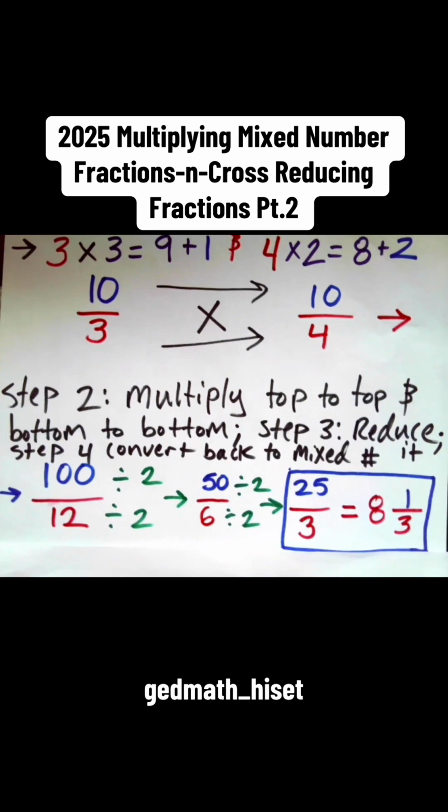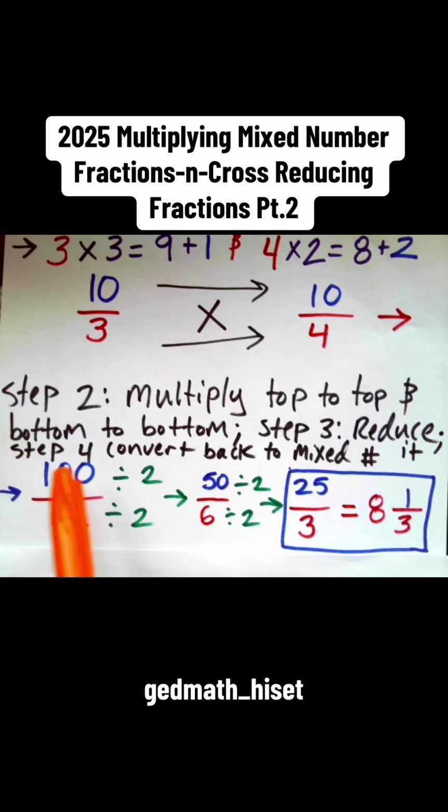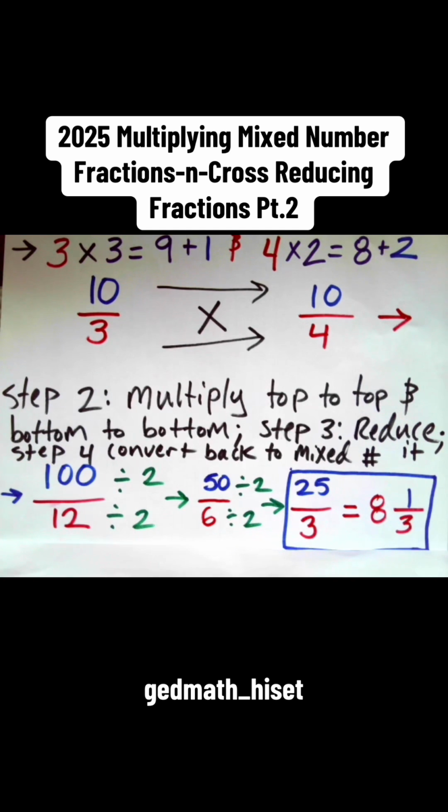Now, step 2 is to multiply, of course, top, top, bottom, bottom. And then step 3 would be reduce. Step 4, you would want to convert it back into a mixed number. I will briefly talk about that since you could watch my videos if you haven't already. Is there a number I can divide into 100 and 12, the same number, that would give me no remainder after that division problem, other than 1? Well, I know 100 and 12 are both even numbers, so I'll start with 2.